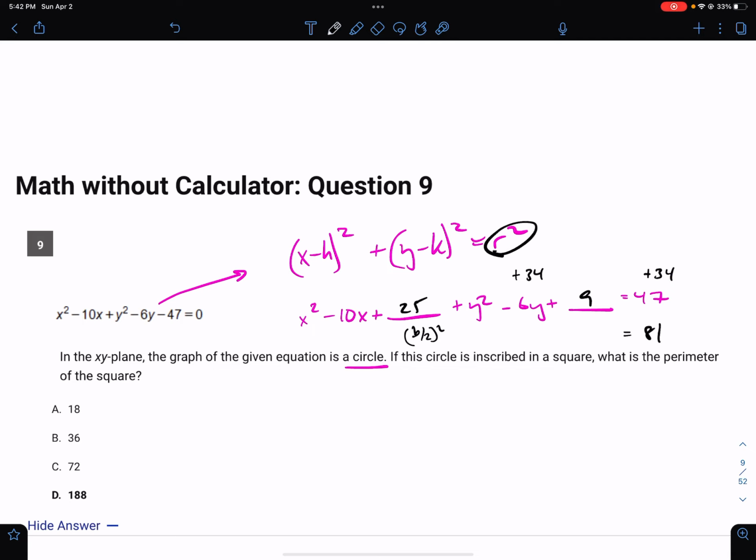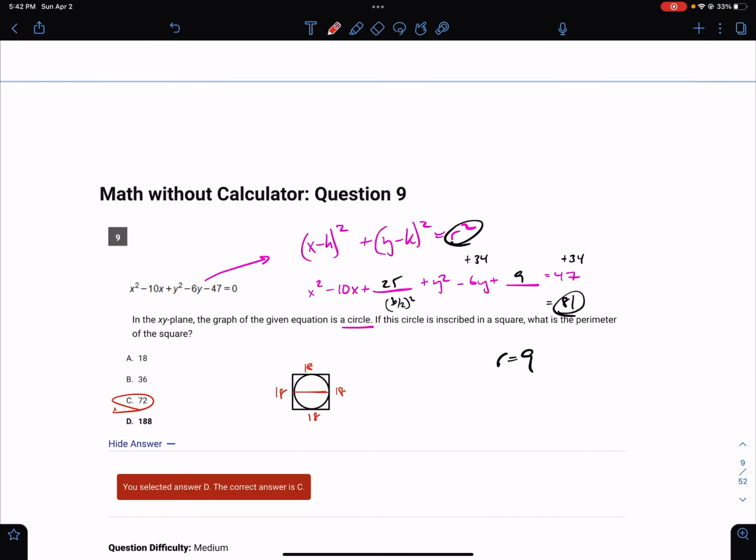Okay, well, if that's the case, r squared is 81, so r must be 9. So what is it asking? If this circle is inscribed in a square. So I have a circle, and I'm going to inscribe that in a square, something like this. If the radius is 9, well, that means that this is 9, and really all the way across is 18. 18, 18, 18, 18. That's 72. See, not too bad. I'm zipping through. That's number 9.